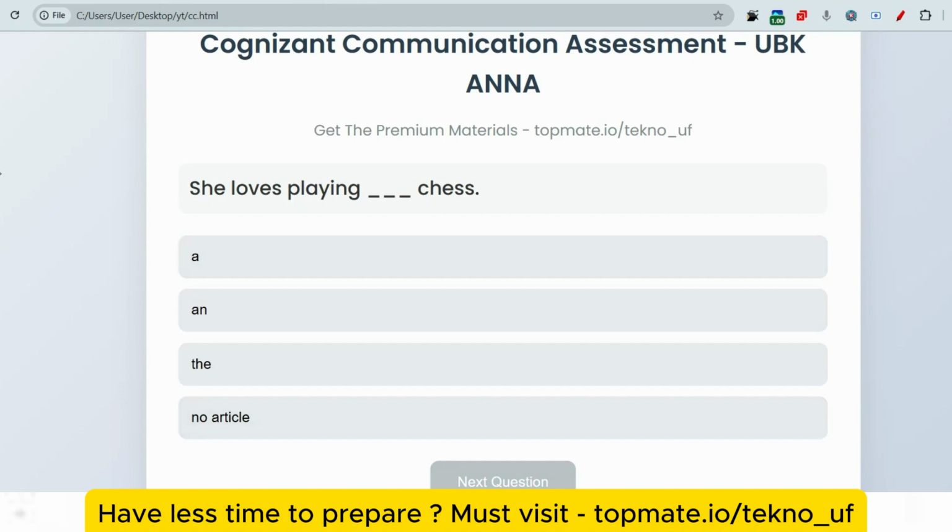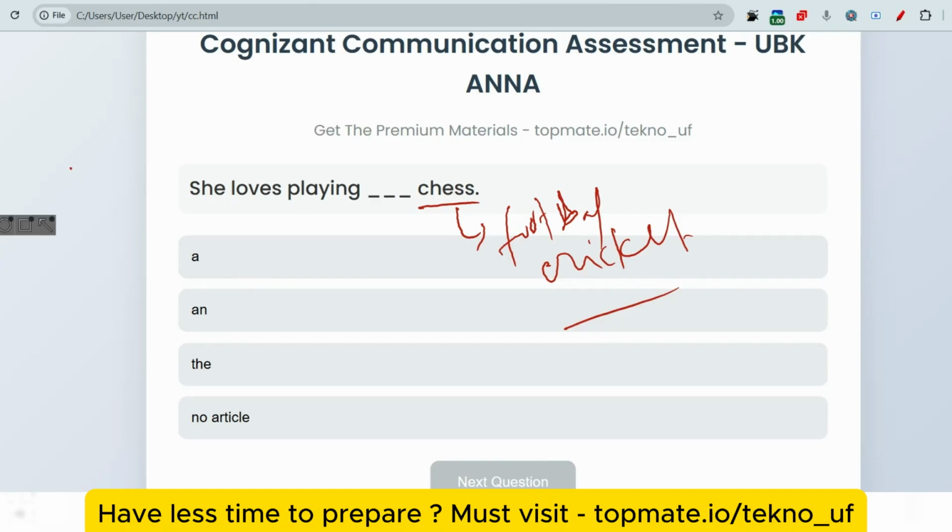Now the next question is: she loves playing dash chess, a, the, or no article. She loves playing chess. In case of any sports, chess, football, cricket, for all of these, no article should be used before any sports. She loves playing chess, she loves playing cricket, she loves playing football. So no article should be used.